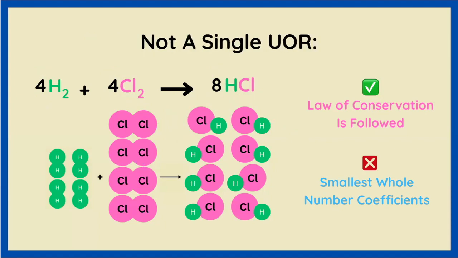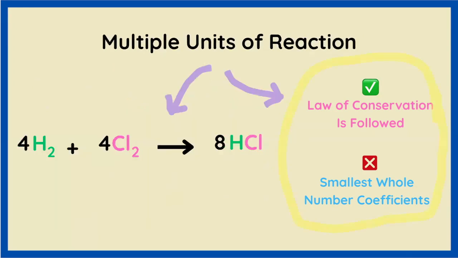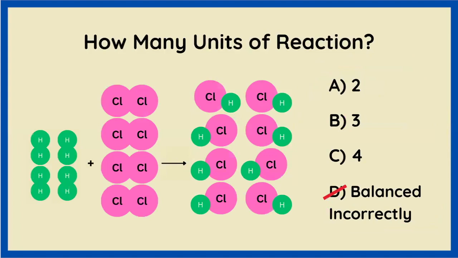So this is not a single unit of reaction, but there's actually a really clear way of making it into one. Whenever we have this combination where this is followed and this is not, it means that the equation / set of molecules represent multiple units of reaction. In other words, a single unit of reaction scaled by some number. So we can eliminate choice D because it's correctly balanced, just we have too much of it. And our job is to figure out how much it was scaled.